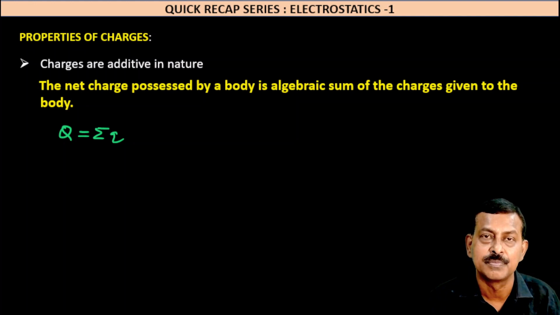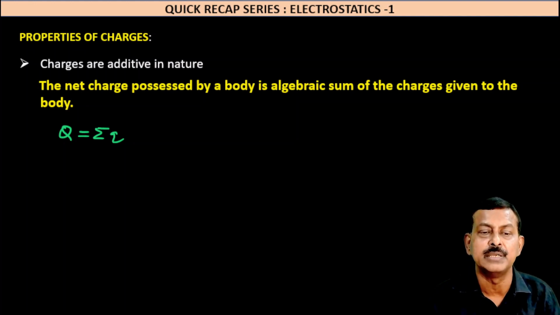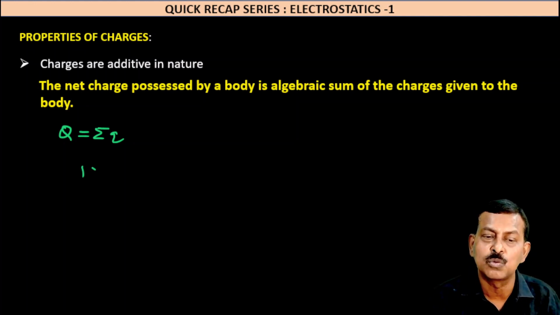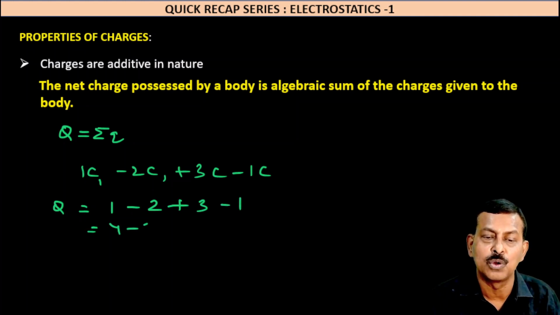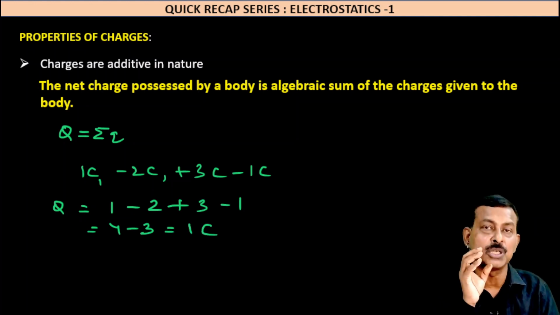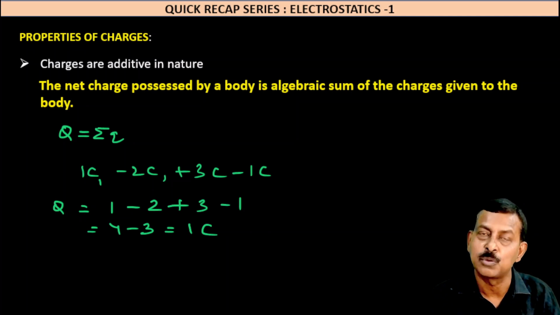Suppose a body to which we have given 1 Coulomb of charge, then minus 2 Coulomb of charge, then plus 3 Coulomb of charge, then suppose minus 1 Coulomb of charge. So the total charge, if I consider, is 1 minus 2 plus 3 minus 1. So that means it is 4 minus 3, and that is 1 Coulomb. So the charge which will be possessed by the body will be 1 Coulomb.